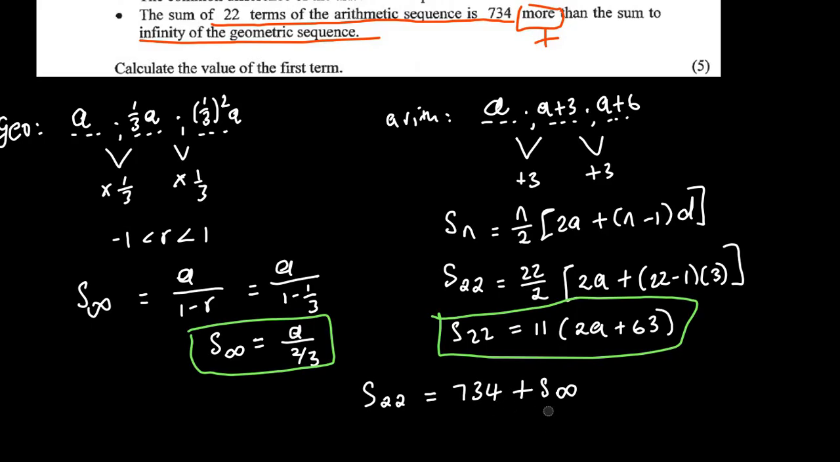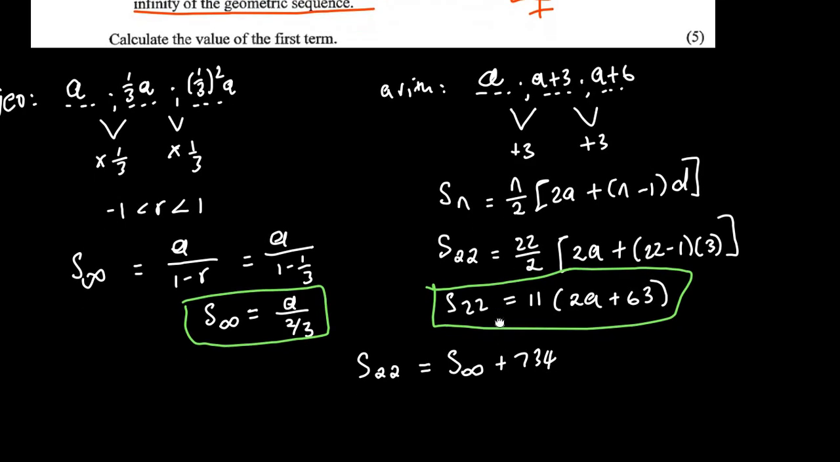If you want to write it in a more understandable way, you can say it is the sum to infinity plus 734, because it is 734 more. If it had said 734 times the sum to infinity, we would put multiply. But if they say more, you put plus. If they say less, you put minus. So that's what we have.